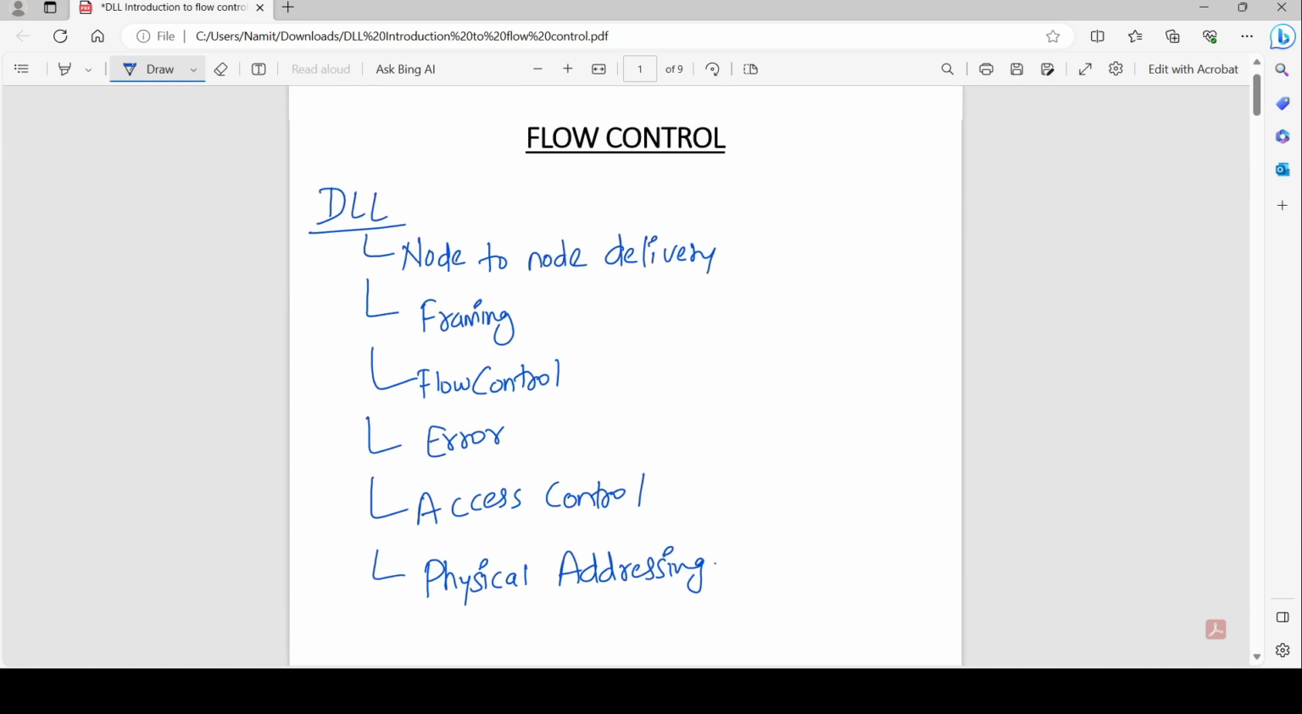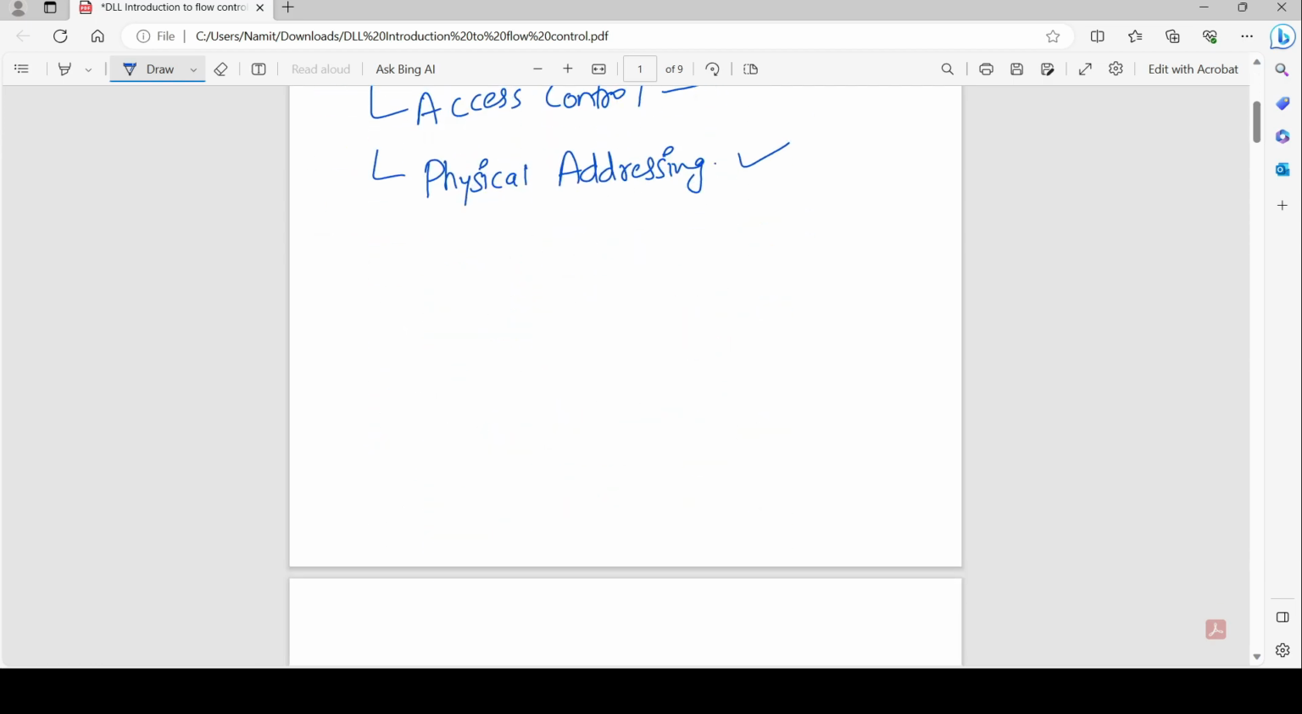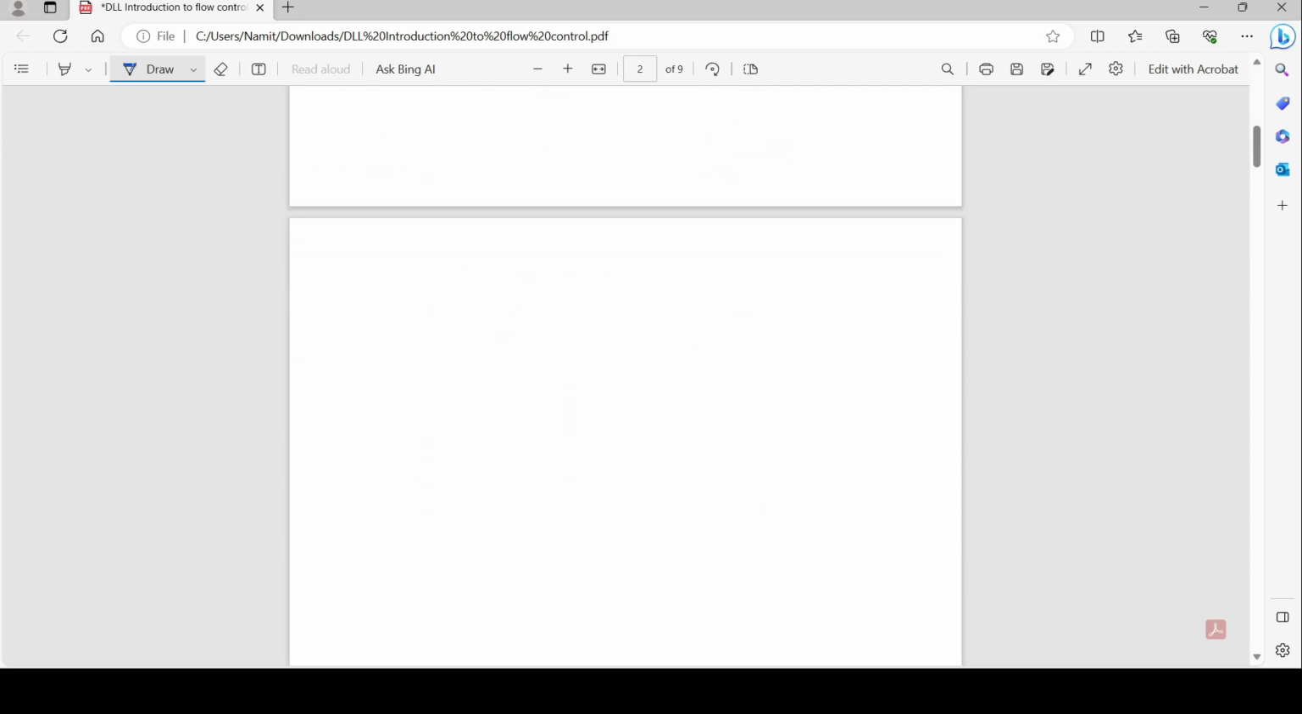We already know about node to node delivery, we already know about framing, and we already know about physical addressing. We are yet to know about these three things. So we'll basically start with flow control. That's why the very first topic is flow control. Flow control is basically a mechanism.